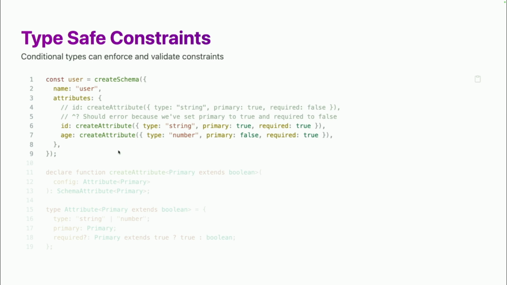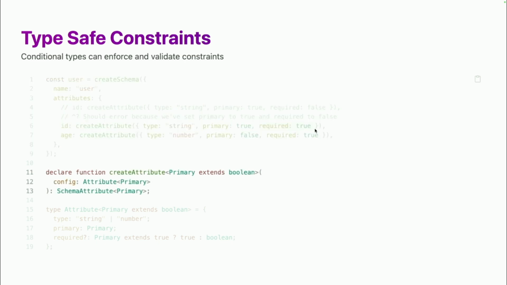So up on here, you can pretend like we're creating some library that creates a bunch of schemas, and we have this create attribute function. We also see that it accepts a primary and a required Boolean just to kind of figure out what we're allowed to add into this schema. And if we have primary set to true, we really don't want to allow required to be false. If it's our primary thing, we need it there. So with conditional types, we can go ahead and enforce that.